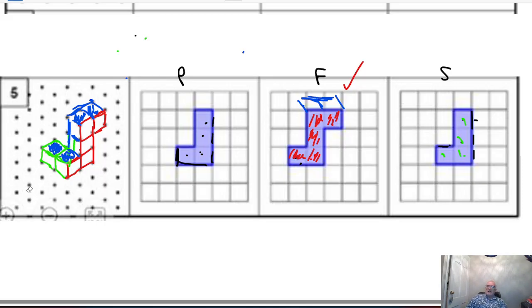So take care when you're doing ones where they give you the actual elevations and you have to then draw the shape. I hope that was useful, and I'll catch you again next time.